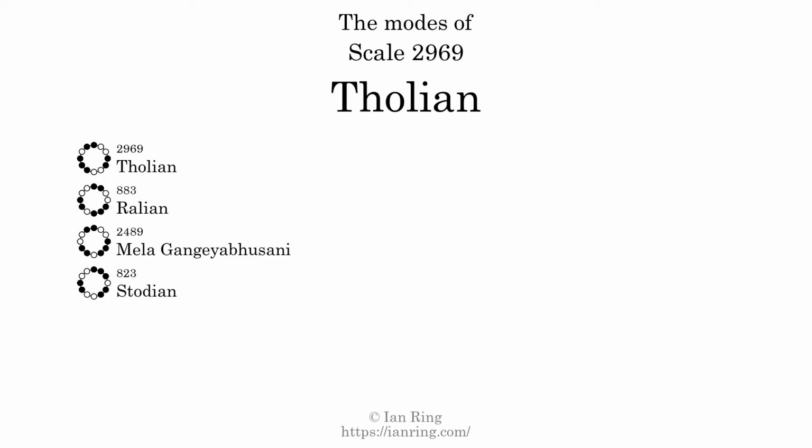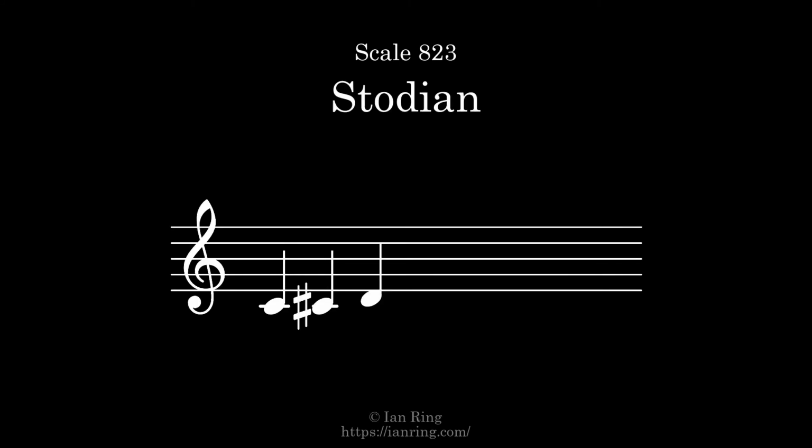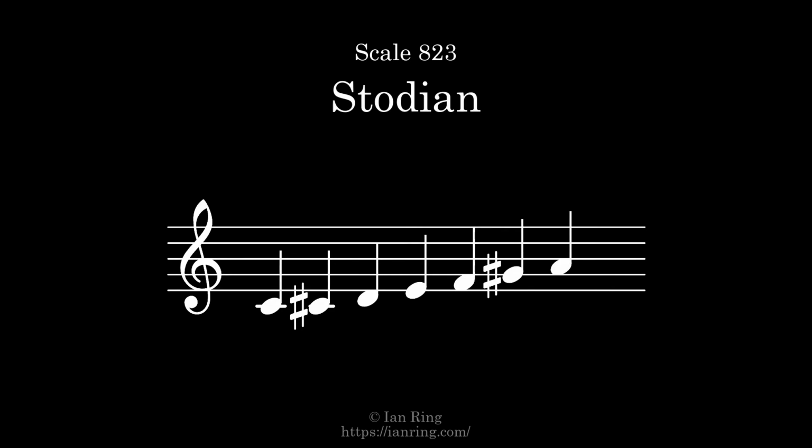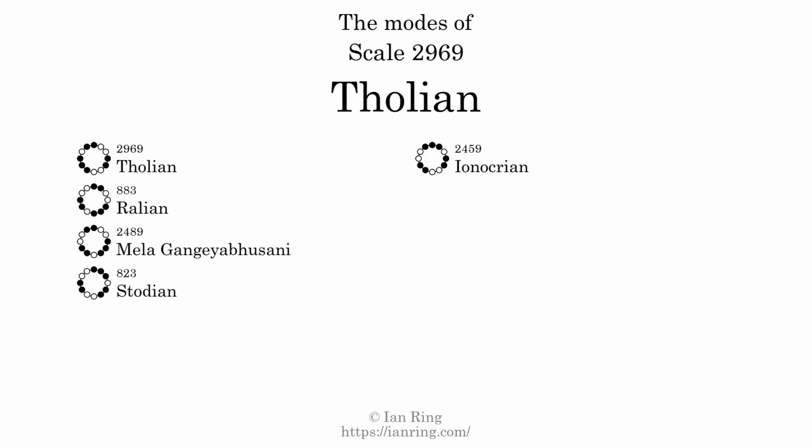The fourth mode is scale 823, also known as Tholian. It sounds like this. The fifth mode is scale 2459, also known as Harmonic. It sounds like this.